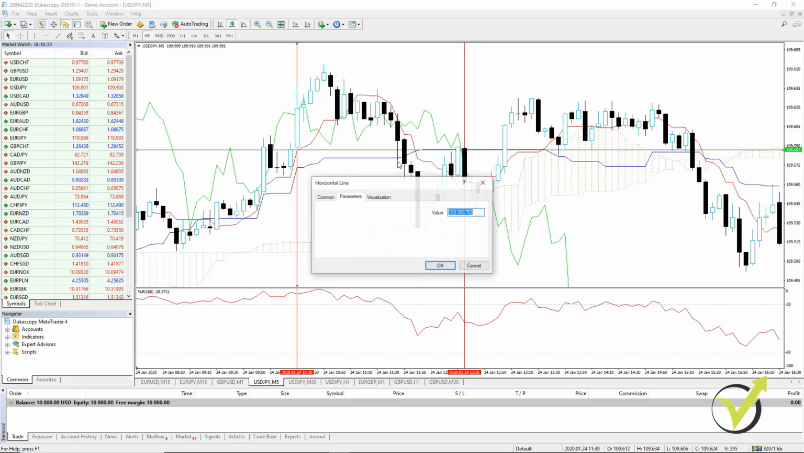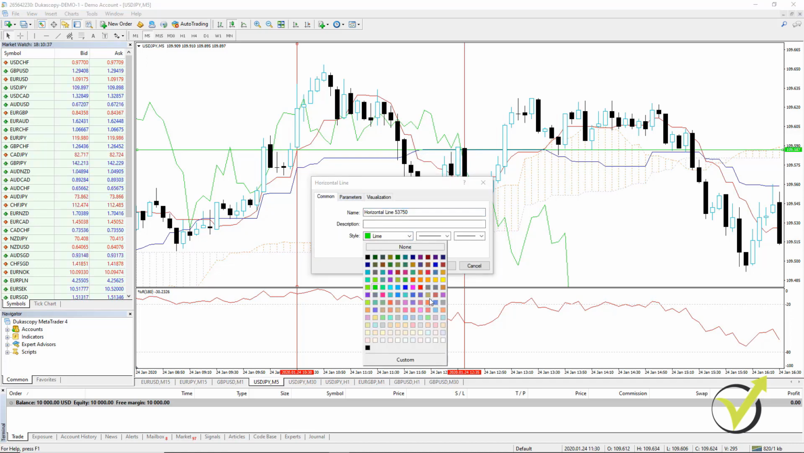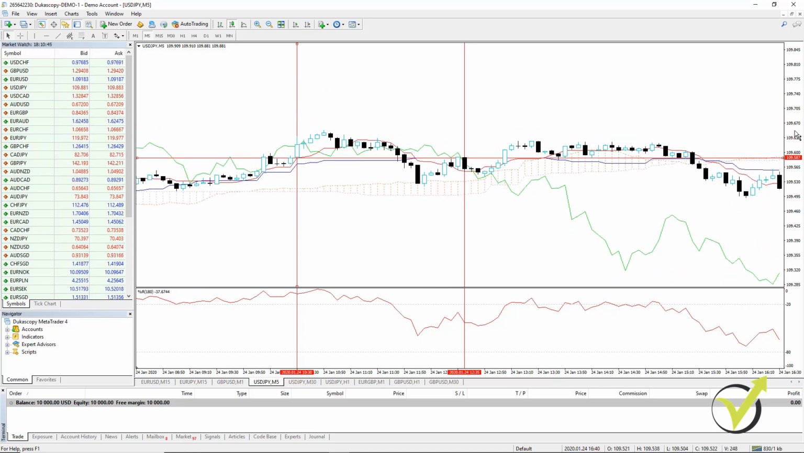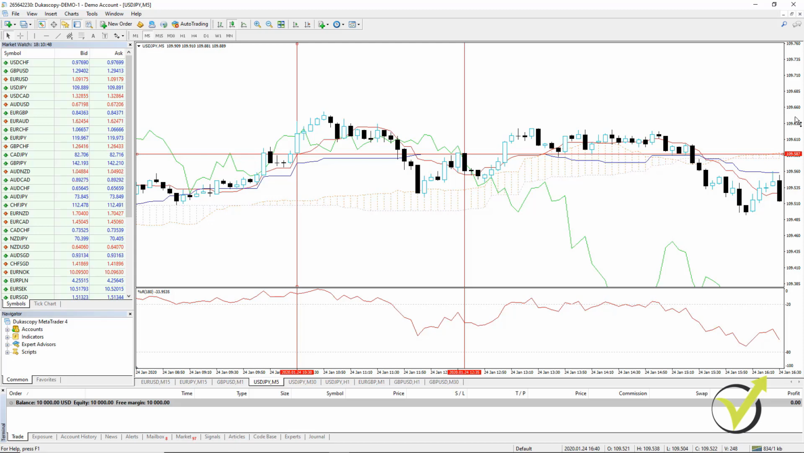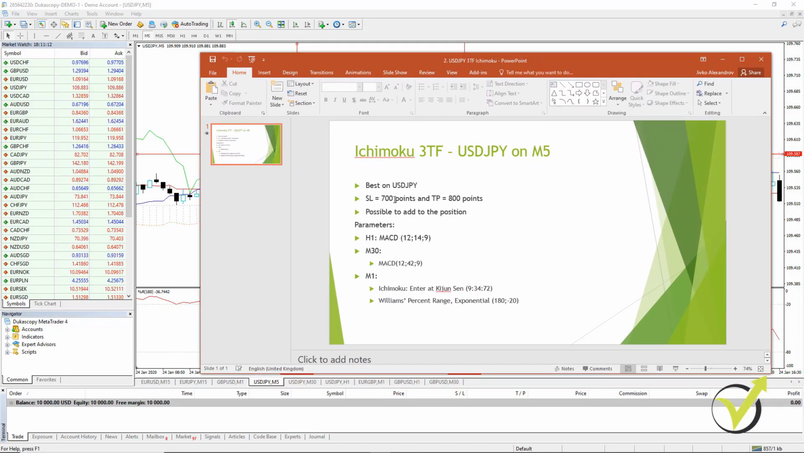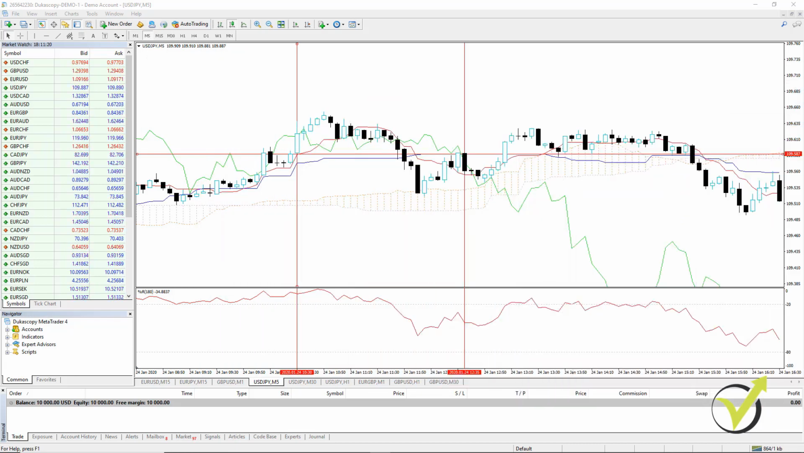Let me make it red just because it's a sell signal. Okay, here it is. And now for this strategy, what I have is stop loss of 70 pips and take profit of 80 pips. In the previous lecture, you will get the sheet with the setup. So stop loss is 70 pips or 700 points, take profit 80 pips. Okay, so stop loss is 70 pips. Let's place the stop loss and the take profit so we will see what happened after that.